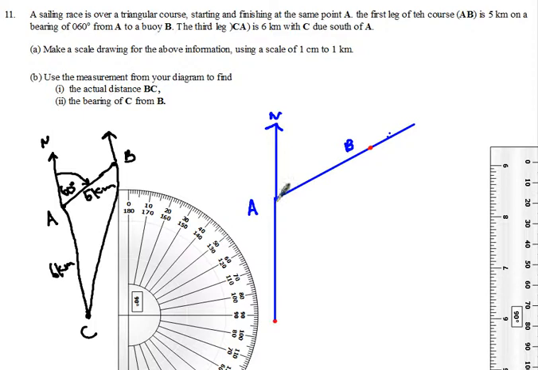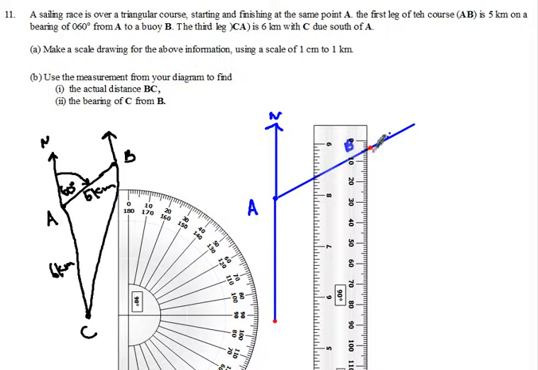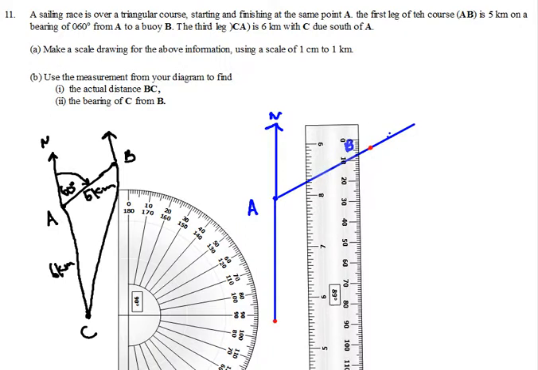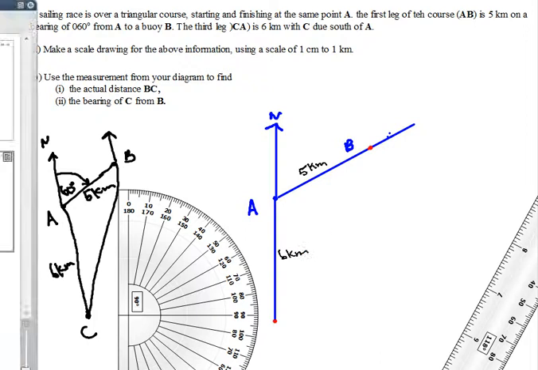Then we draw the line now from B to C. Remember, this red dot is where B is. Not all of this line is AB, because AB must be 5 centimeters long. So we draw the line. And in the meantime, let me just label these. This is 5 kilometers. And here will be 6 kilometers. Let me draw that line.